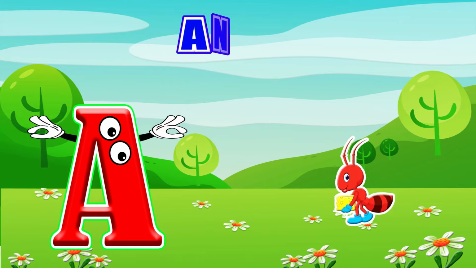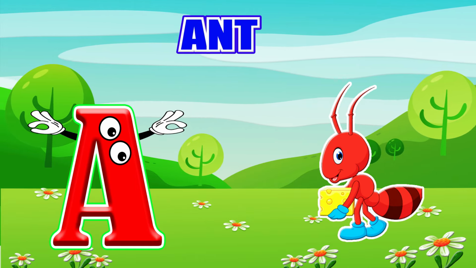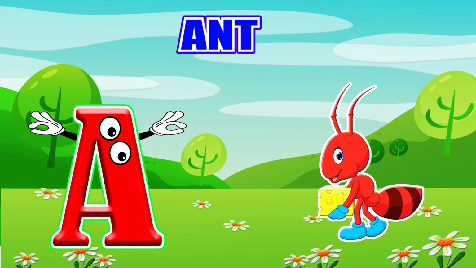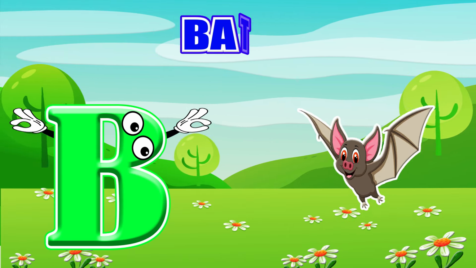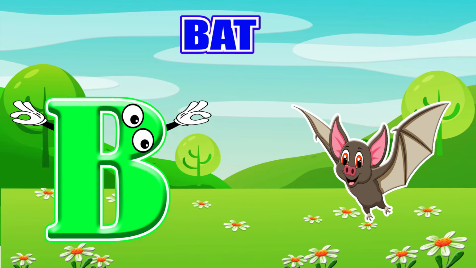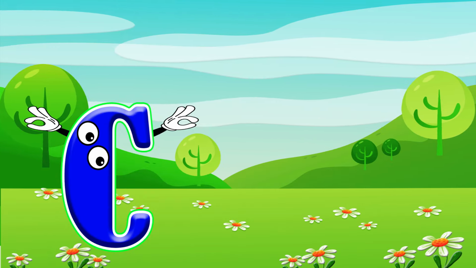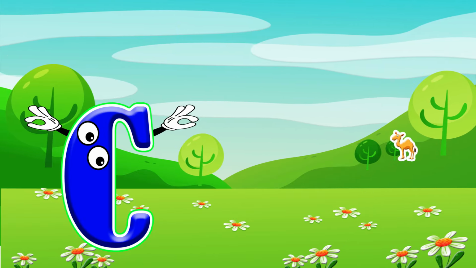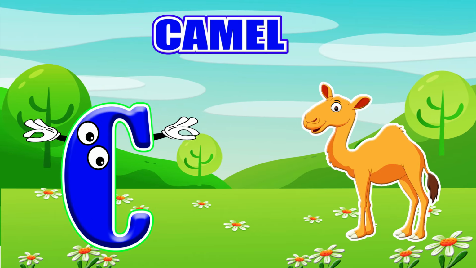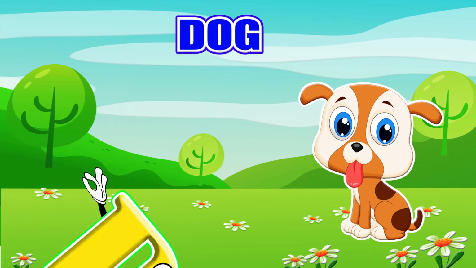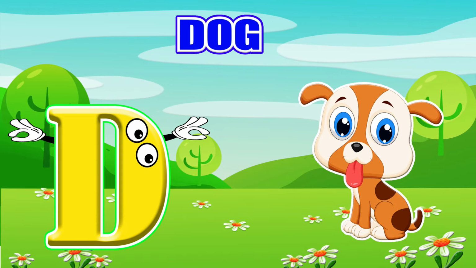A is for ant, a, a, ant. A is for ant, a, a, a. B is for bat, b, b, bat. B is for bat, b, b, b. C is for camel, c, c, camel. C is for camel, c, c, c. D is for dog, d, d, dog. D is for dog, d, d.